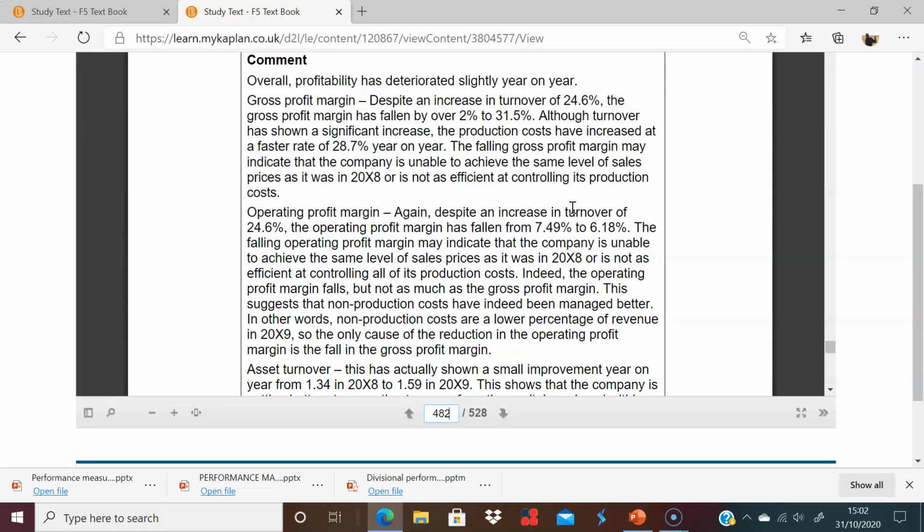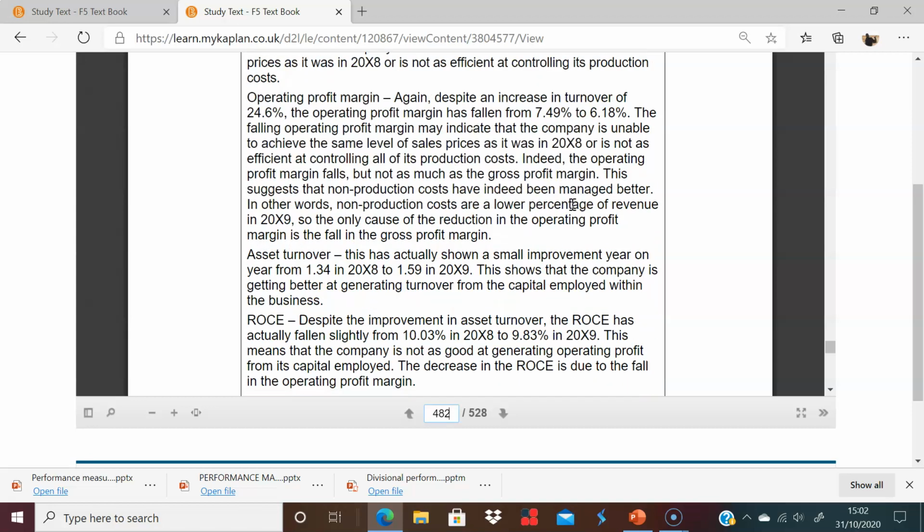We actually looked at the operating costs as a percentage of revenue, and actually saw that. So in other words, non-production costs are a lower percentage of revenue in 2009. So really, the main cause in the operating profit margin is the fall in the gross profit margin. Really important to be able to tease out the two, and you're getting better marks there.